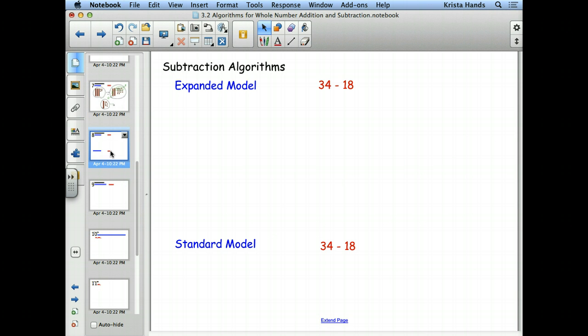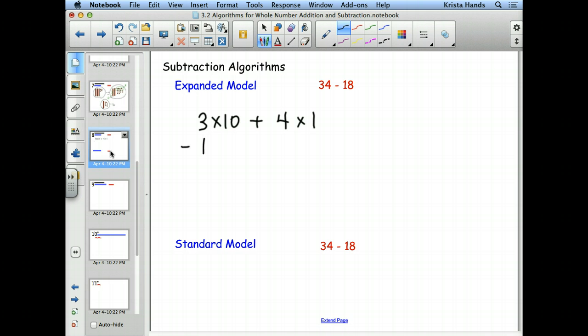All right. Starts to look like we're just doing everything all over again, doesn't it? We have the expanded model and standard model coming next. So for the expanded model, you know how to write it now. How do I write 34 in the expanded model? All right, so 3 times 10 and 4 times 1. And then I'm supposed to be taking away 18. So this is actually taking away 1 times 10 and taking away 8 times 1.